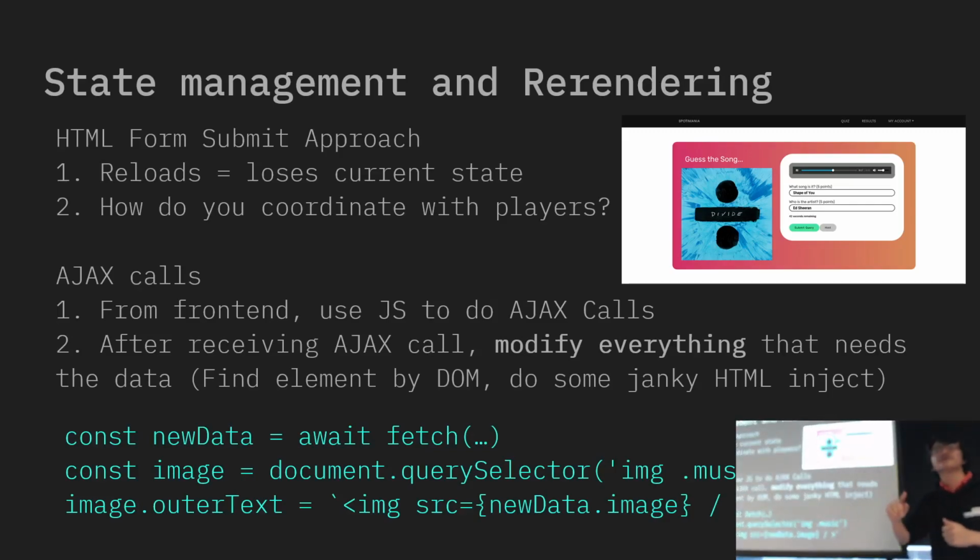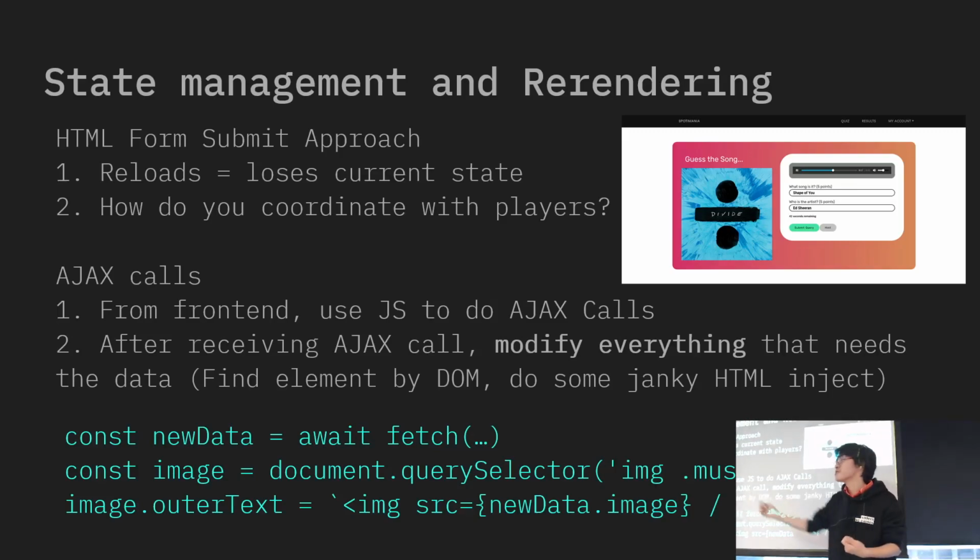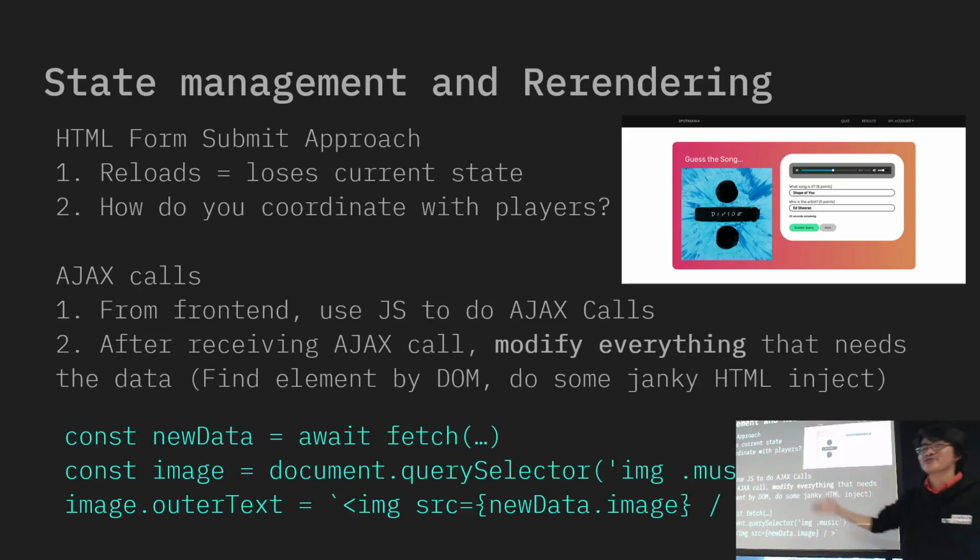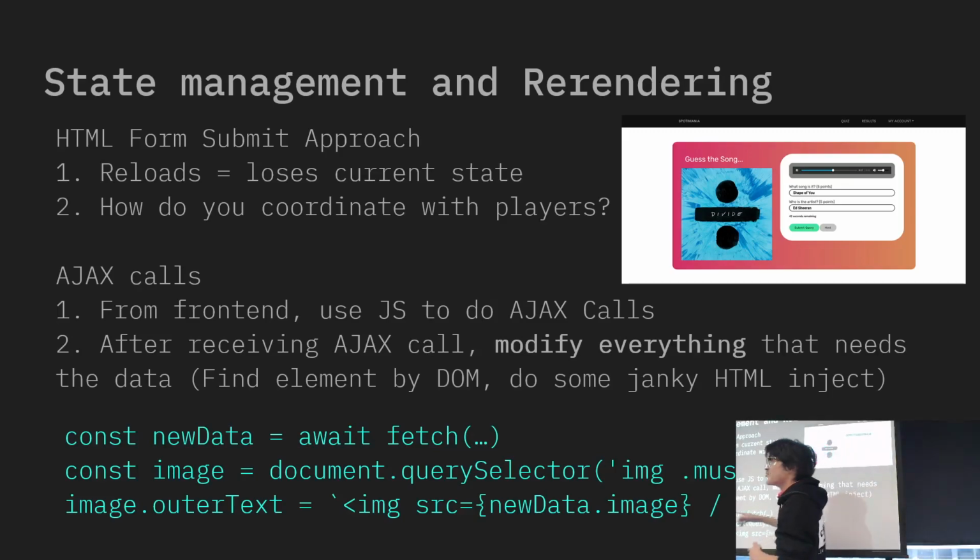Now I want to pull in the next song. I modify this picture. I modify the song that's playing. So this is what I was trying to say: modify everything that needs the data. And to be able to do that, you find the element by document object model. So basically you traverse around the HTML code. And then you do some janky HTML injection, janky. So we have this new data.